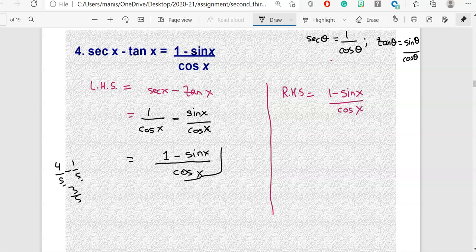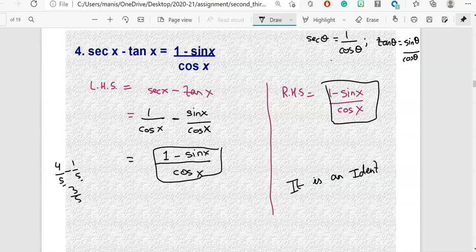Now ask the question from yourself. Oh, they look same now. Awesome. Here you go. So you don't have to do anything. It is an identity. Good job.